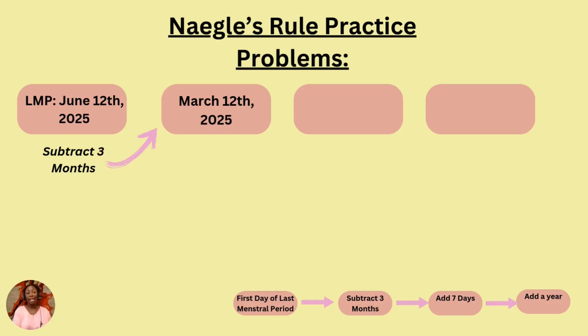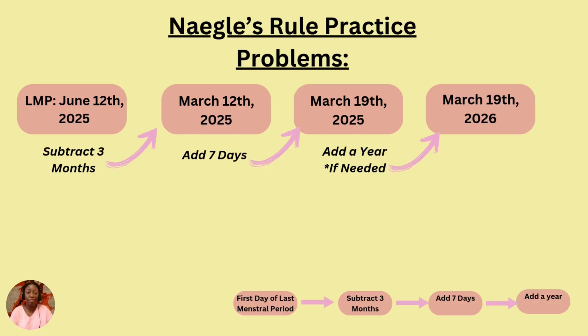So now the next step in the formula is going to be to add 7 days to this date. So 7 days from March 12th will give us March 19th, and we're still in the year 2025. Now, the final step to that would be to add a year. So once we add a year, that gives us a date of March 19, 2026.